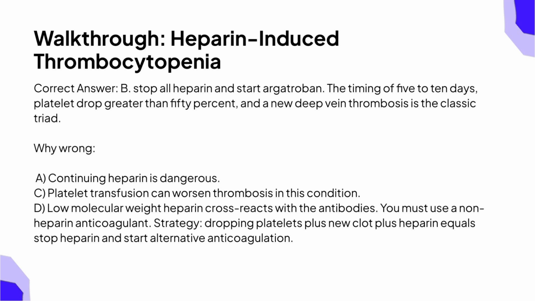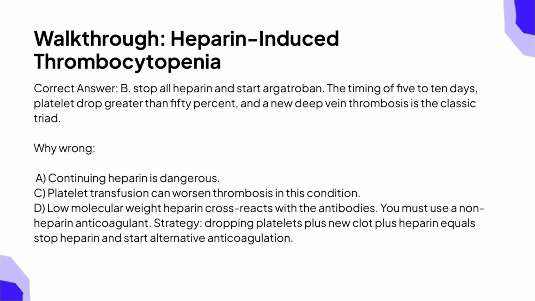Choice D, switching to low molecular weight heparin is wrong because low molecular weight heparin can cross-react with heparin-induced thrombocytopenia antibodies. You must use a non-heparin anticoagulant like argatroban or bivalirudin. The test-taking strategy: when you see dropping platelets plus new clot plus heparin exposure, the answer is always stop heparin and start an alternative anticoagulant.